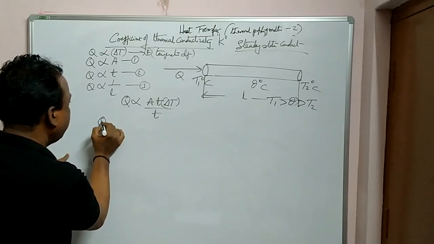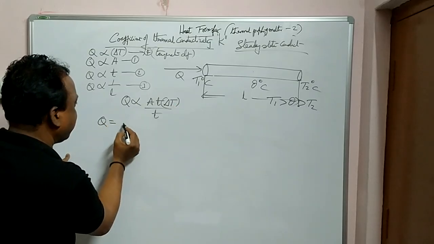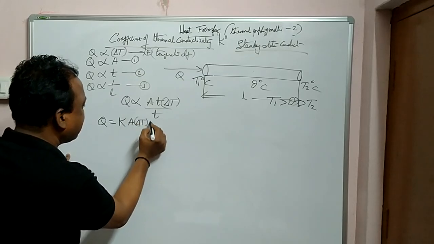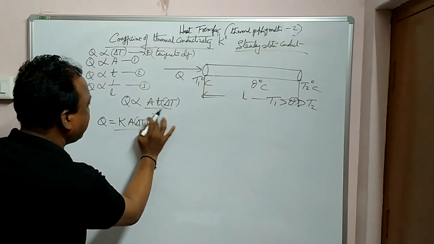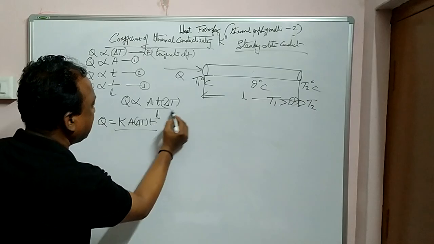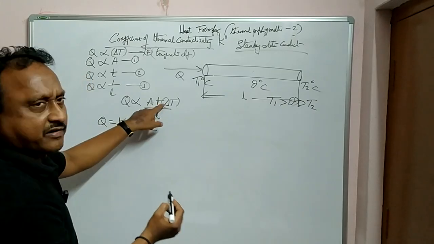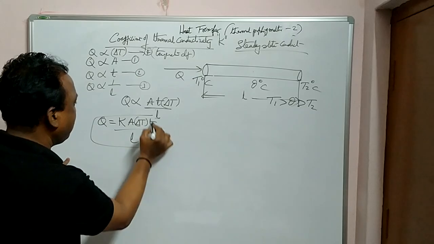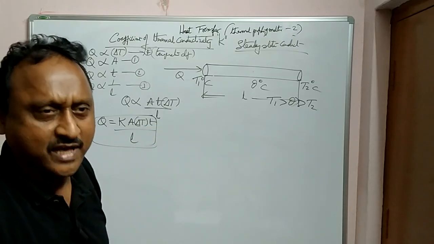Now you can see Q, remove the proportionality and introduce a constant K: Q equals K A delta T t by L. This is not T here, it is L here, because already T is written for time. So this is the final expression for the coefficient of thermal conductivity.